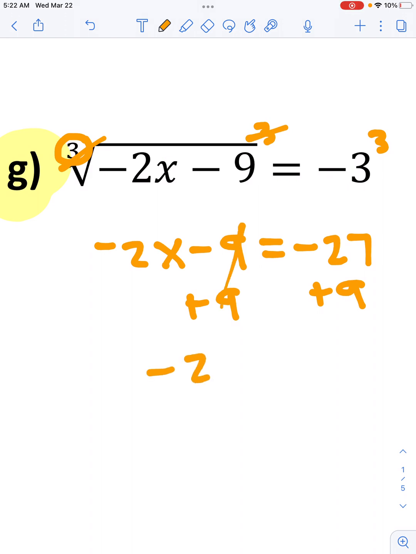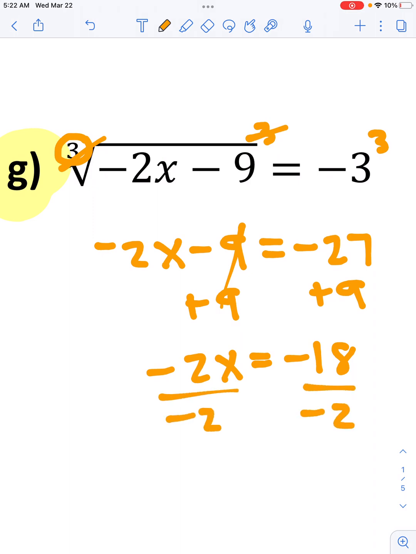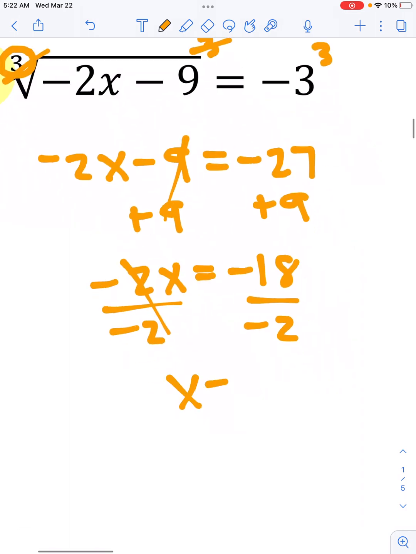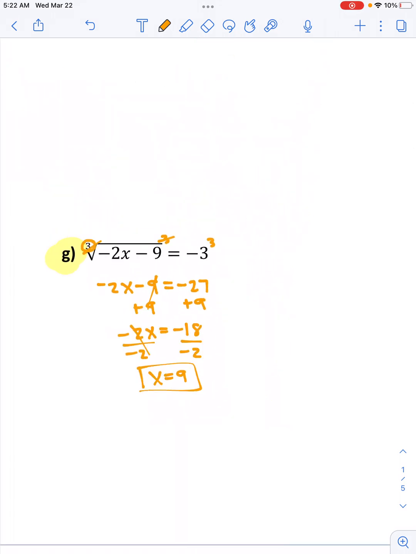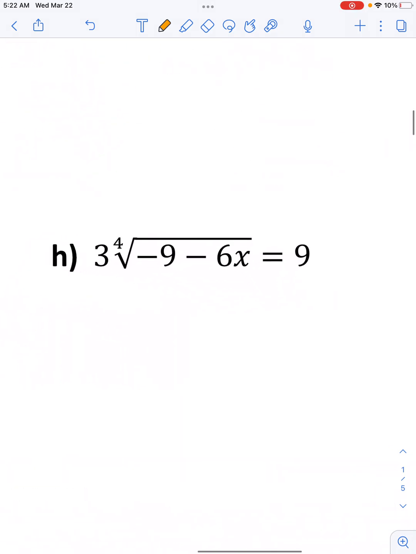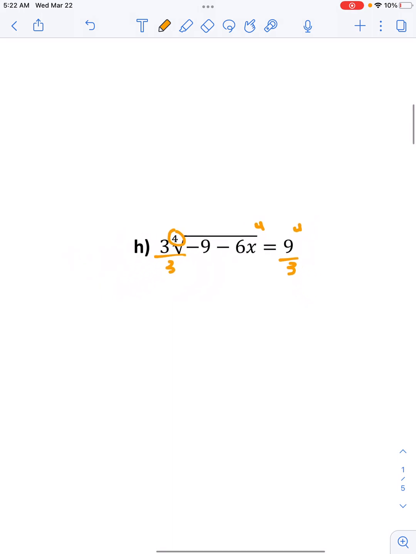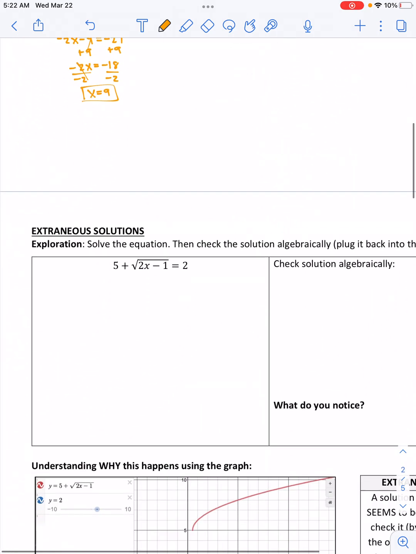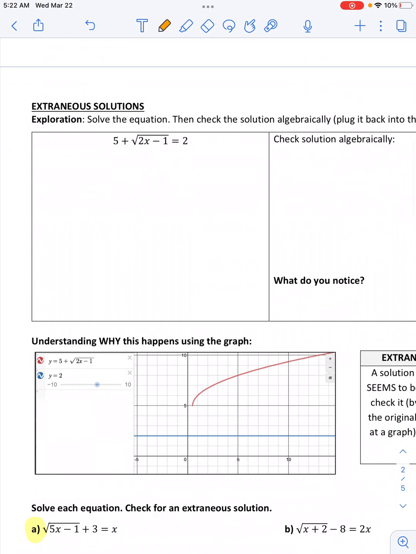So add the 9 and get negative 18. And then divide by negative 2. And x equals positive 9. And again, I'd be able to plug that back in to verify that it makes the equation true. All right, and then for H, just note you'd have to divide by 3 first on both sides, and then you'll end up taking it to the 4th power to undo that 4th root. So you can try that one and check the completed notes.